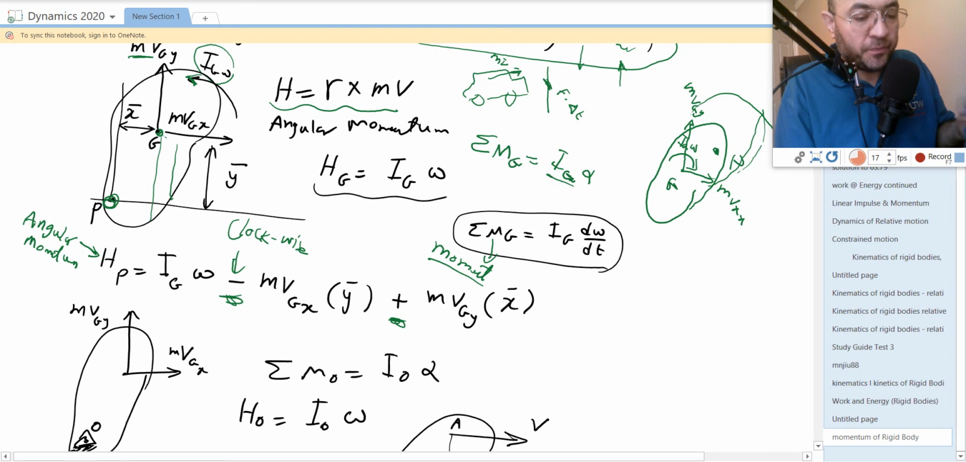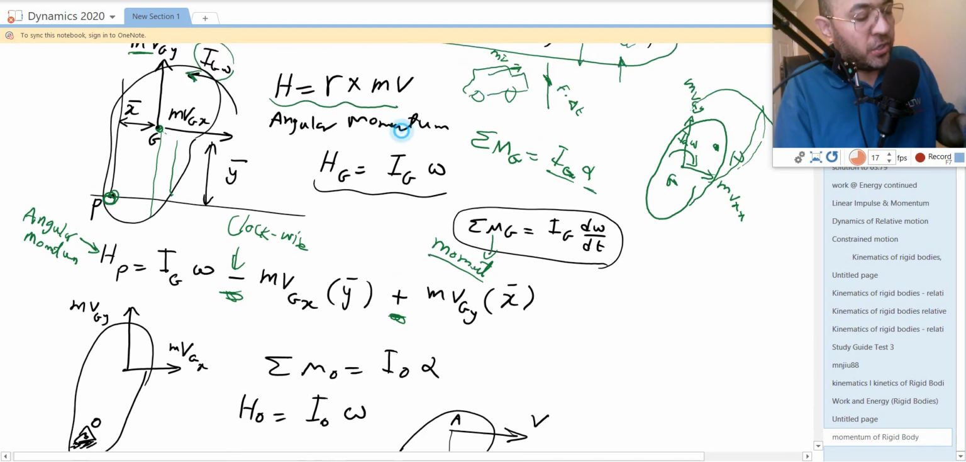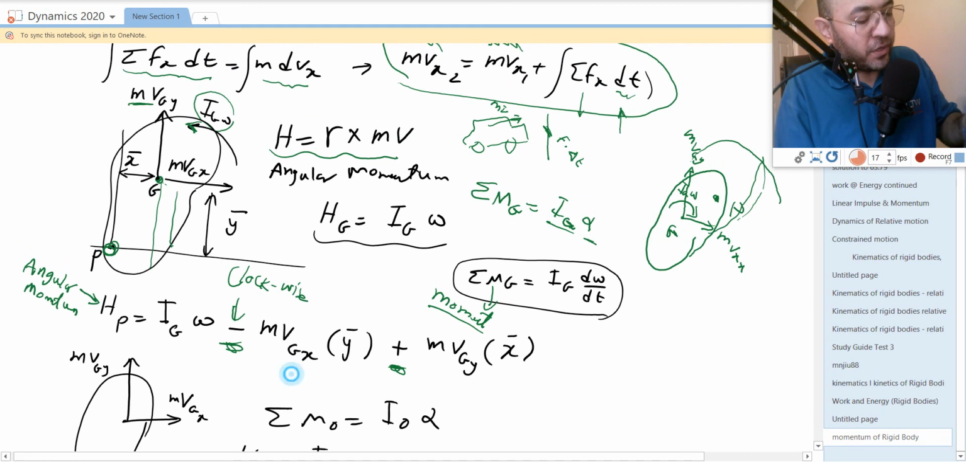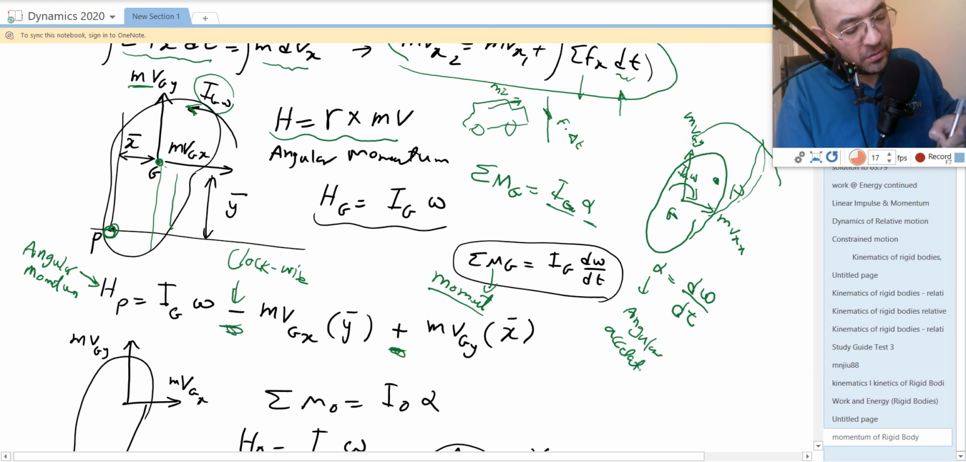Ig is the mass moment of inertia, and alpha is the angular acceleration. Now if you take this equation and integrate both sides, before I do the integration I can replace alpha. I already know that alpha is d omega over dt, where alpha is the angular acceleration and omega is the angular velocity.